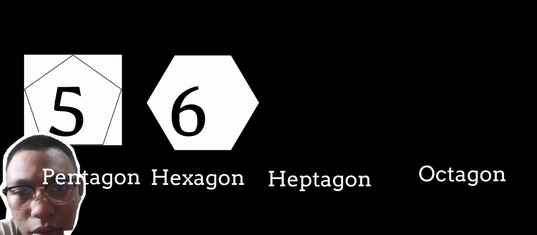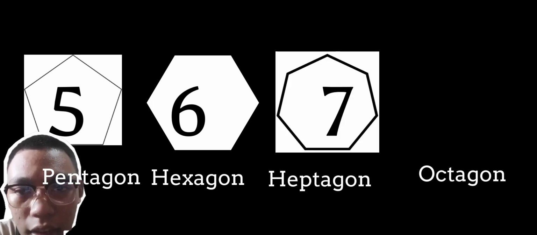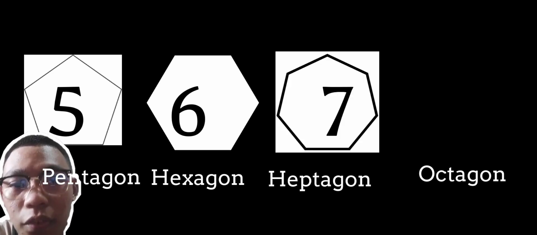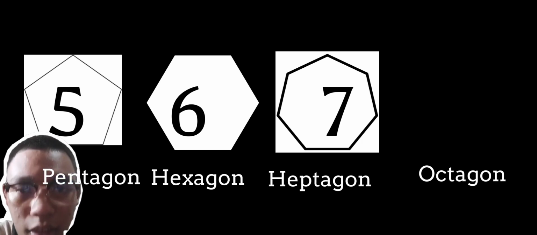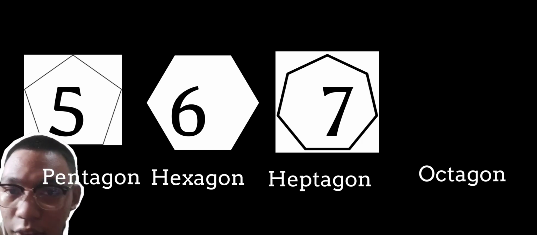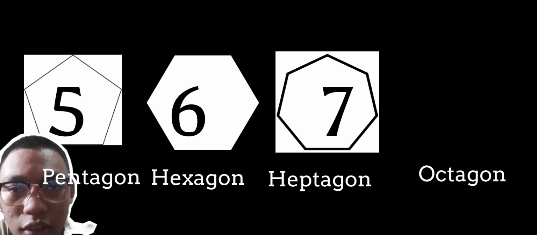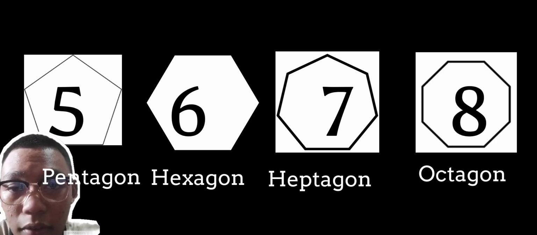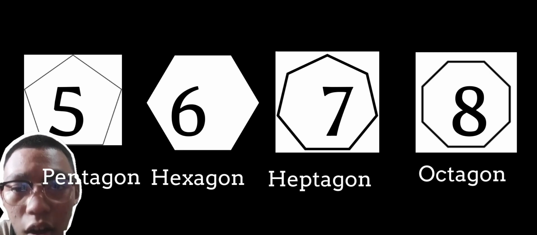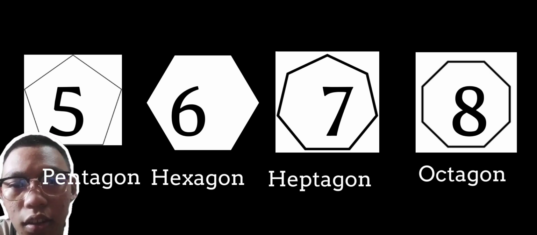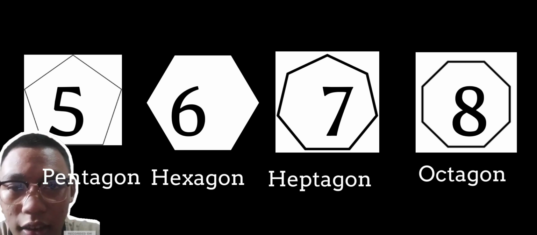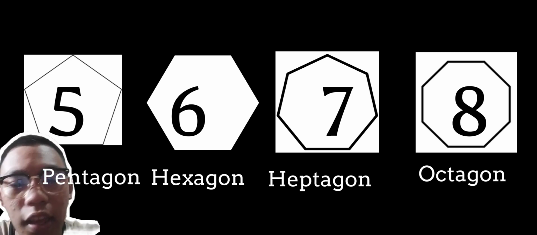So in this case, we have seven sides. 1, 2, 3, 4, 5, 6, 7. A seven-sided figure is also known as a heptagon. Now, some other ones you need to be familiar with. If you have 8, this is an octagon. And if you draw it this way, that's an 8-sided figure.